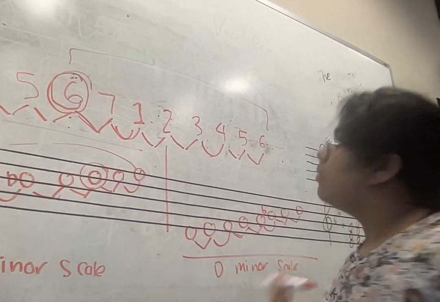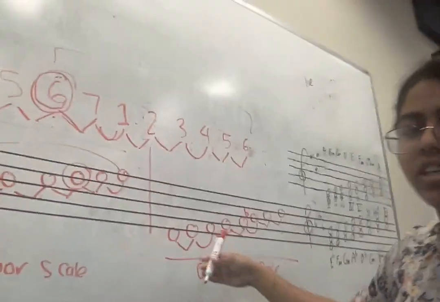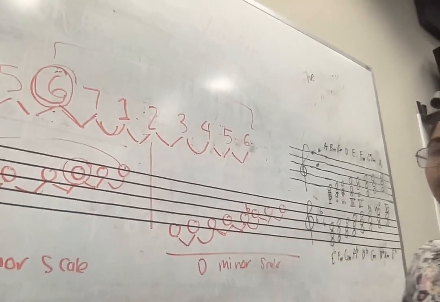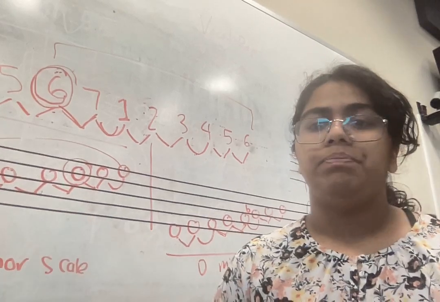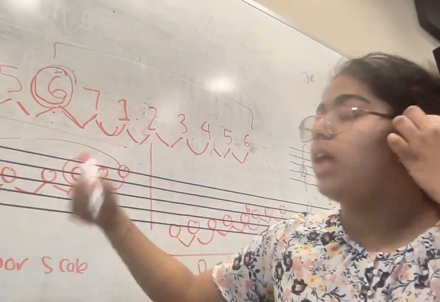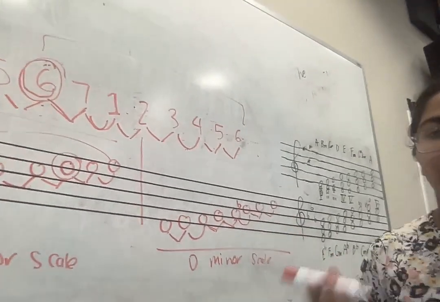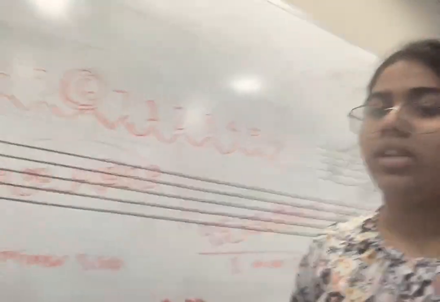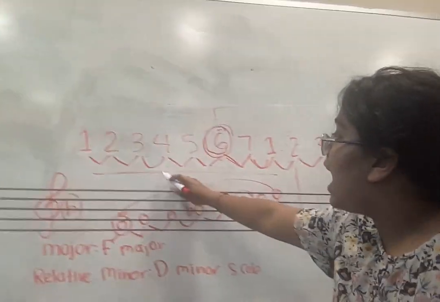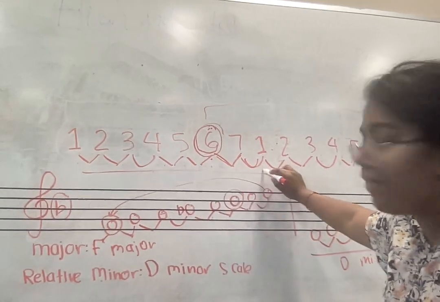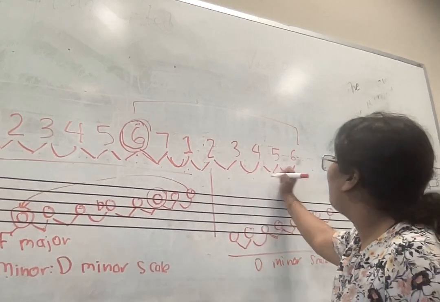Now, as you can see from both this scale, which is our F major scale, and this scale, which is our D minor scale, we have the same key signature. We have a B flat here and then a B flat here. So what makes it different? The one big thing that makes it different is our set pattern. In our major scale, it'll be a whole, whole, half, whole, whole, whole, half. While in our minor scale, it'll be a whole, half, whole, whole, half, whole, whole.